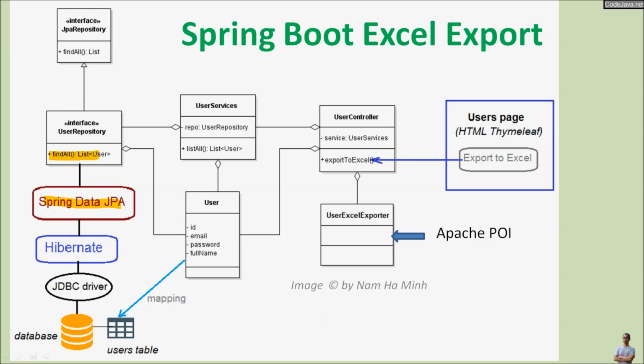In Spring Data JPA, we work with Hibernate framework, which works with JDBC driver, which talks with the underlying database, MySQL database in this project. And we have the entity class User that maps with the users table in the database. And to implement the export to Excel function with Apache POI library, we need to have a utility class UserExcelExporter to write data into Excel format. So I hope you understand the workflow of our application before writing code with this diagram.